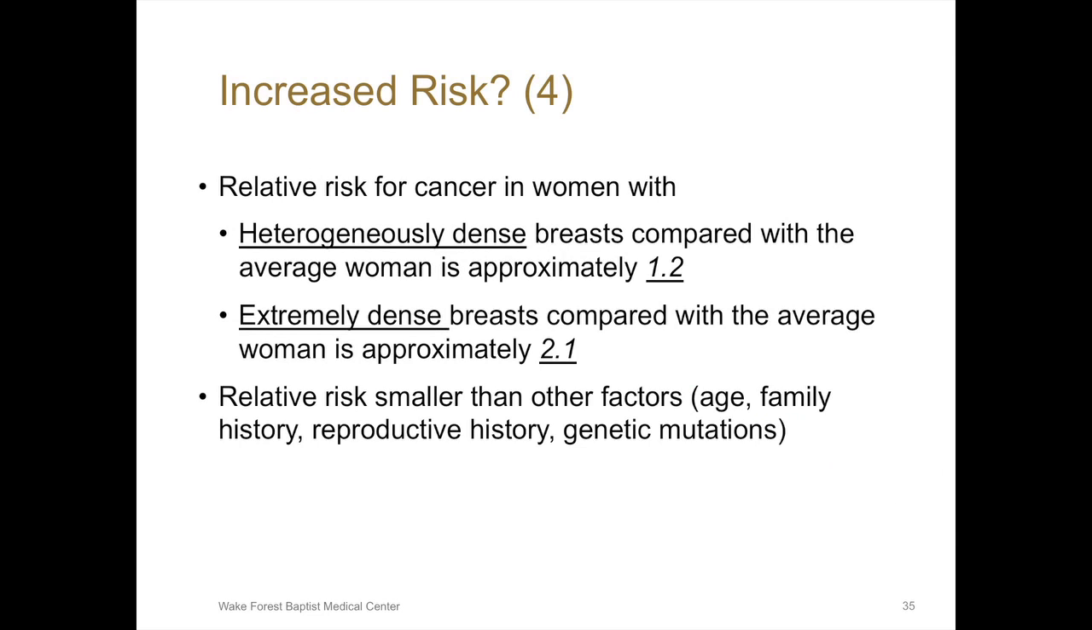And in the literature, there's a lot of numbers out there as far as what's the relative risk for a person with dense breast tissue. Well, it all has to do with who you're comparing them with. So if you compare a heterogeneously dense-breasted woman with an average woman, your relative risk is 1.2. An extremely dense-breasted woman with an average woman is 2.1.